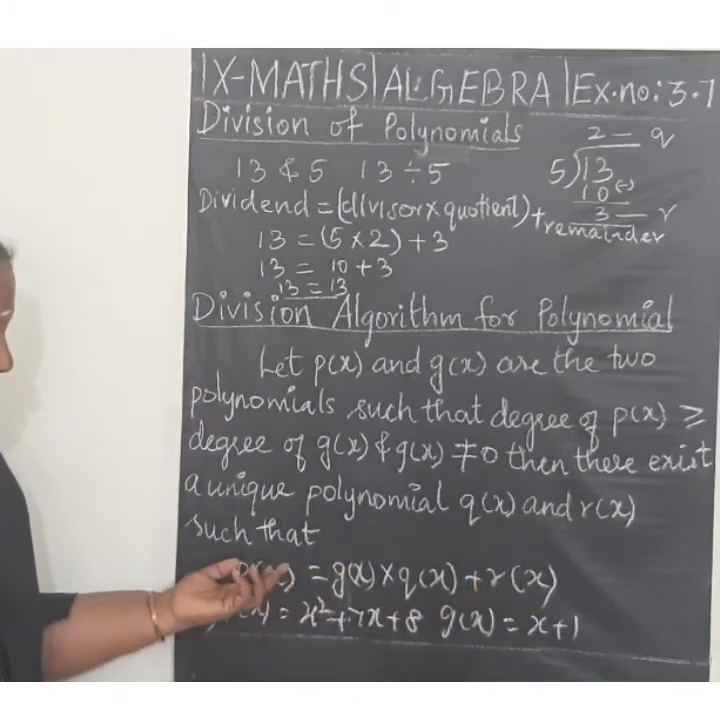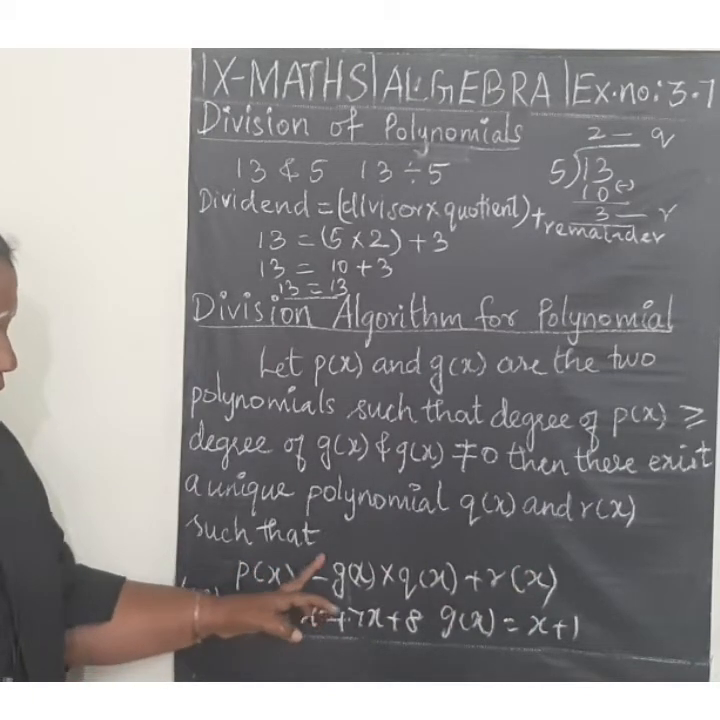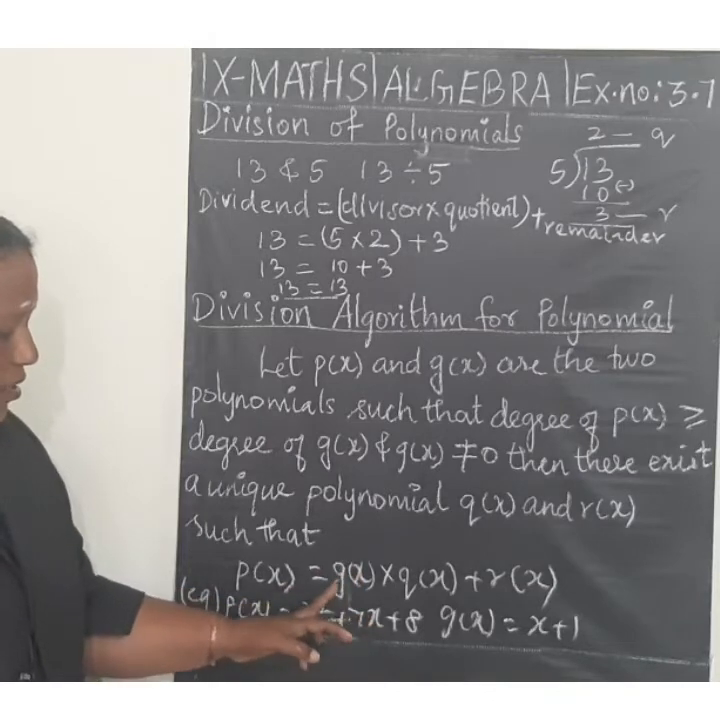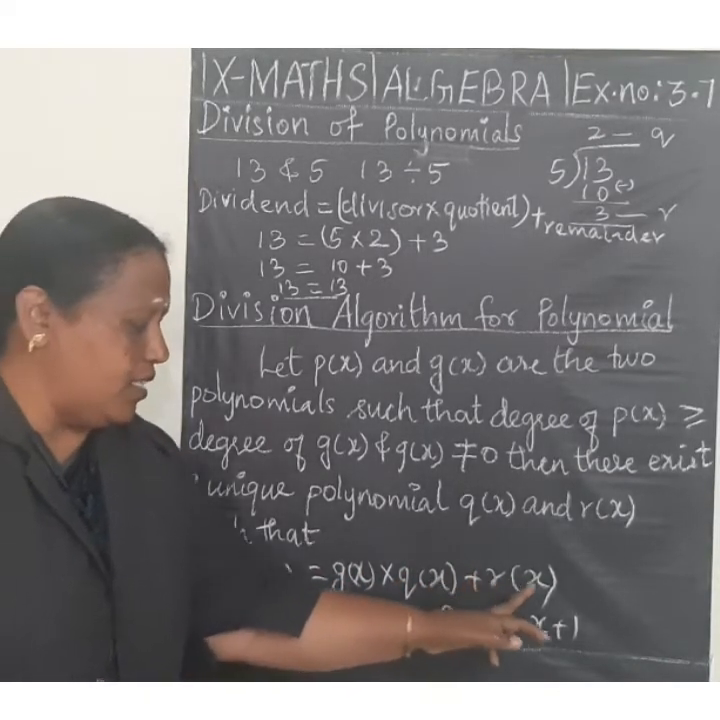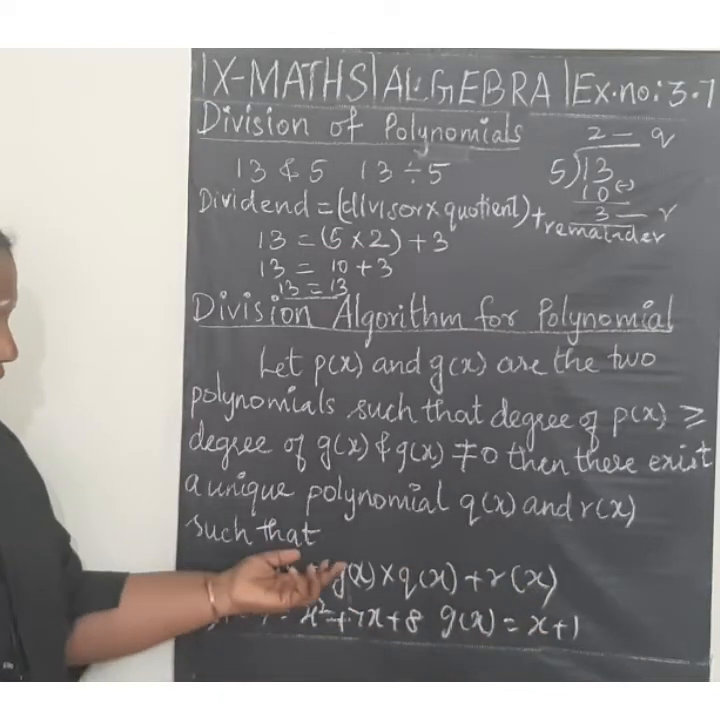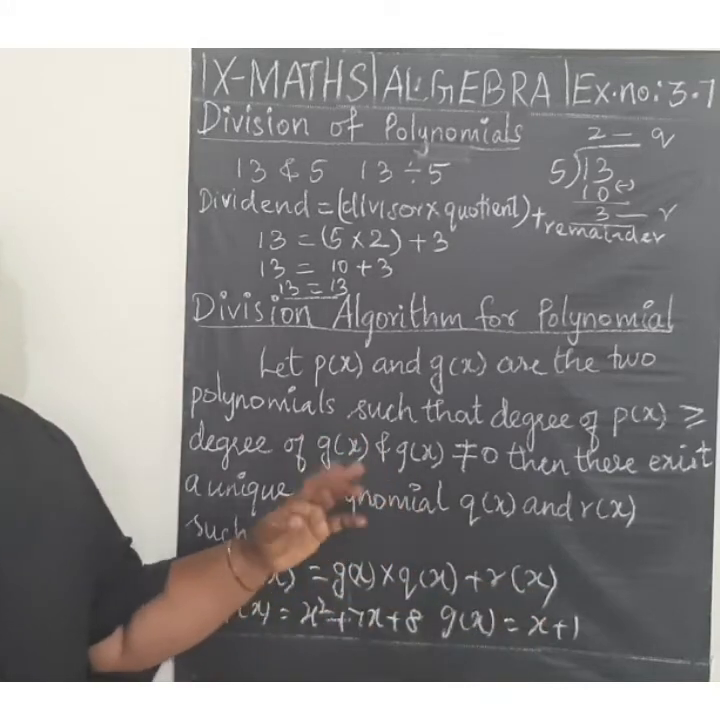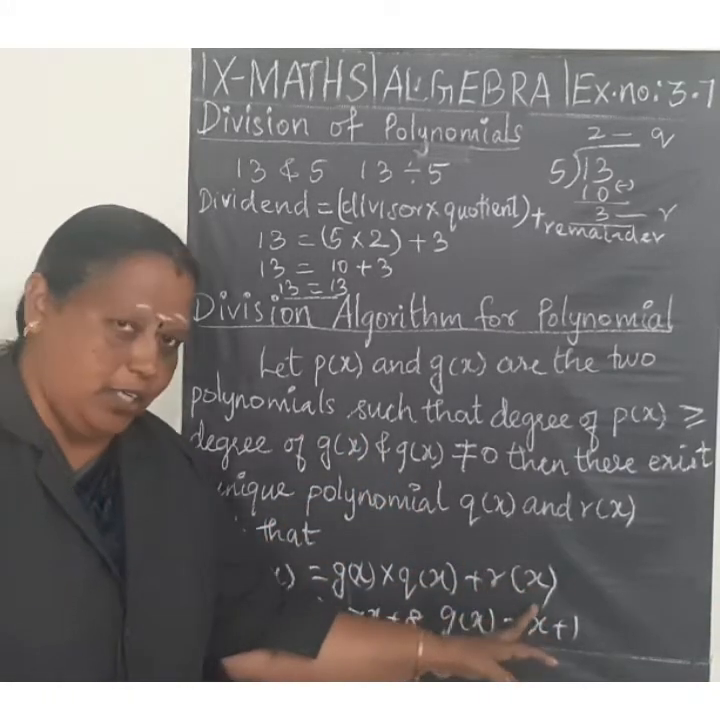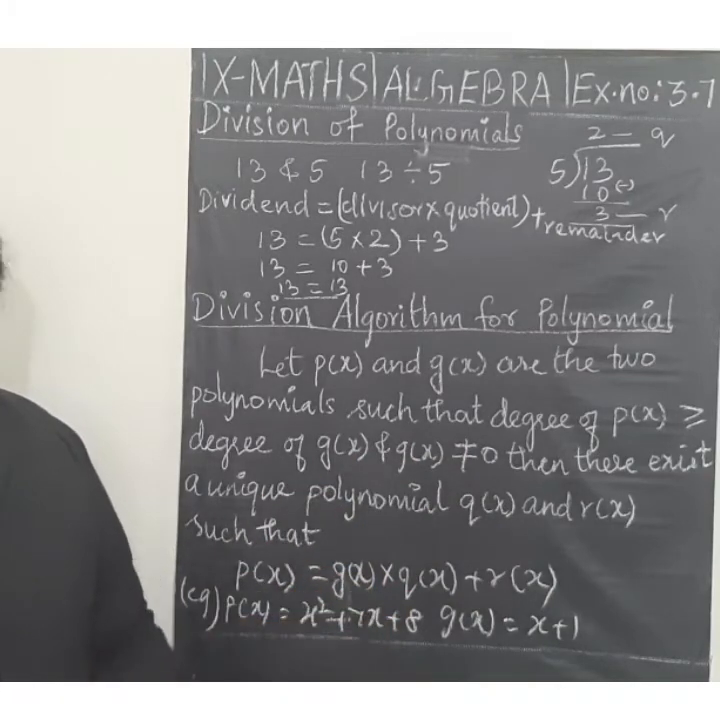So p of x is the dividend, g of x is the divisor, q of x is the quotient, and r of x is the remainder. So dividend is equal to divisor into quotient plus remainder. Suppose r of x is equal to 0, then we say that p of x is a multiple of g of x.